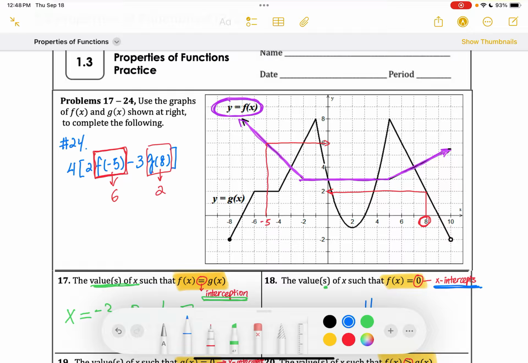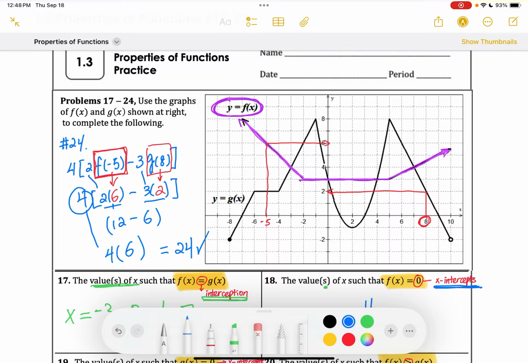Then what do we do? Just do housekeeping. So I have a 2 drop down, so 2 times 6 minus 3 drop down, 3 times 2. And once I do the housekeeping, I'm going to times 4. So inside out, 2 times 6 is 12, minus 3 times 2 is 6, and 12 minus 6 is 6. Now I still have the 4 drops down. So 4 times 6, what will be my final answer? 24. Ooh la la. We do not need a calculator.